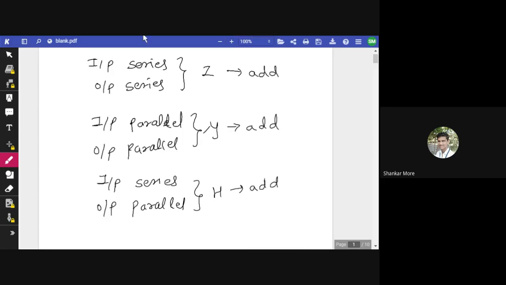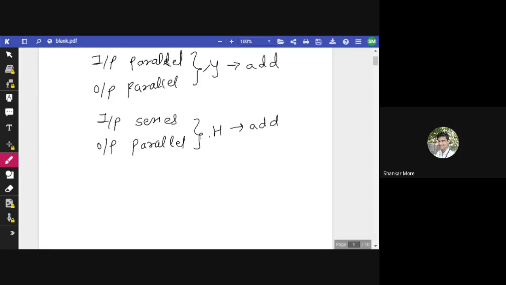Don't worry, guys. Whatever I'm telling you theoretically, we will apply into the examples as well. Don't worry about it. Next, what would it be? It would be input in parallel, output in series. In such cases, H inverse parameters will get added.